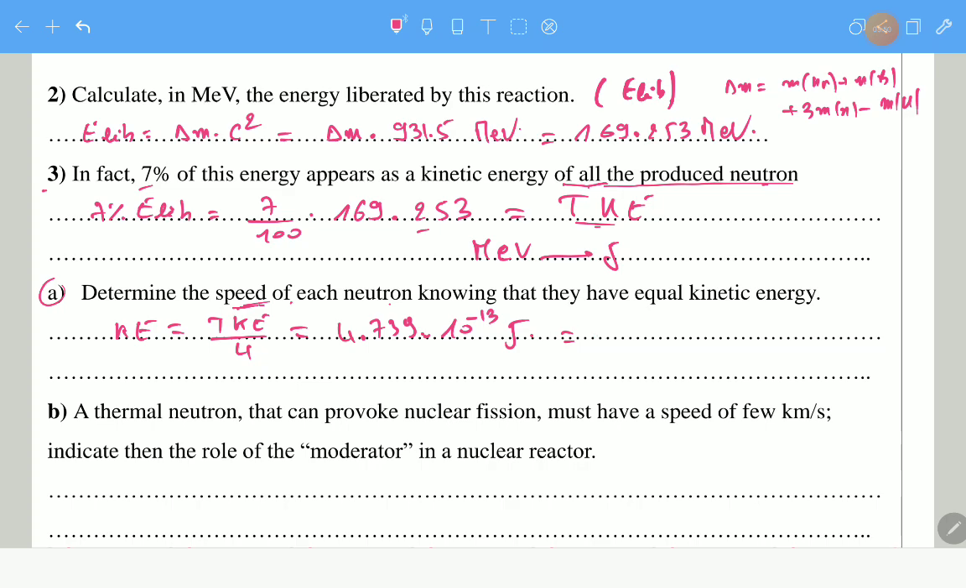Kinetic energy is equal to 1 over 2 m v squared. And we can find the speed of 1 neutron is equal to the square root of 2 times kinetic energy over the mass of 1 neutron, of course. And if you compute this value, you can find a speed equal to 2.379 times 10 to the power 7 meters per second.